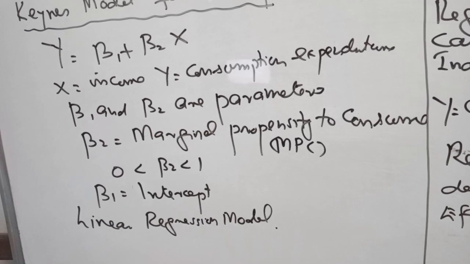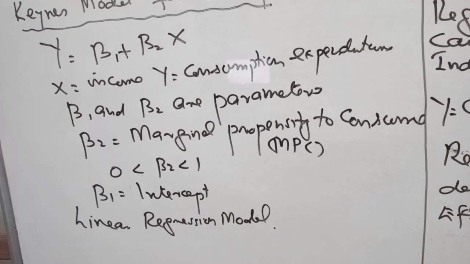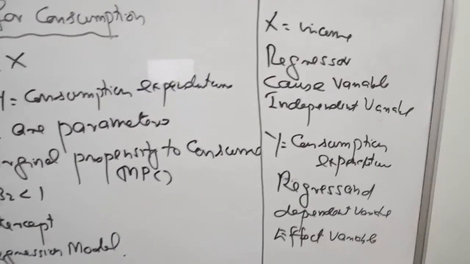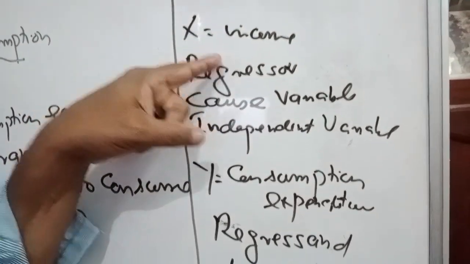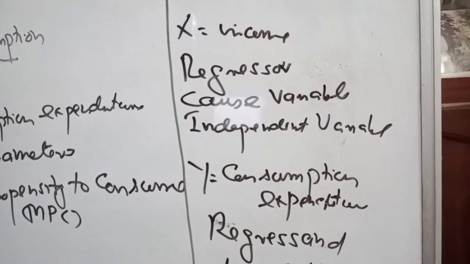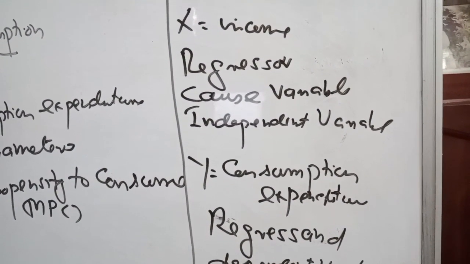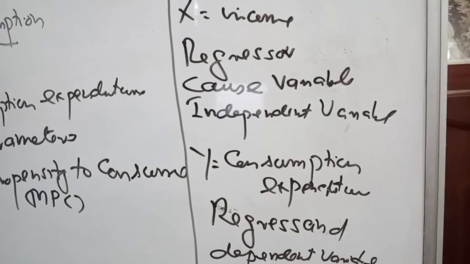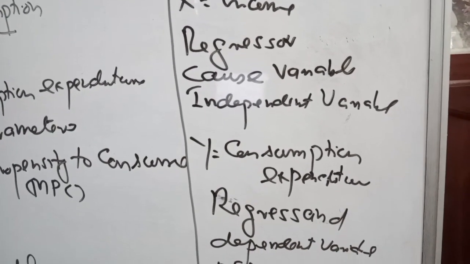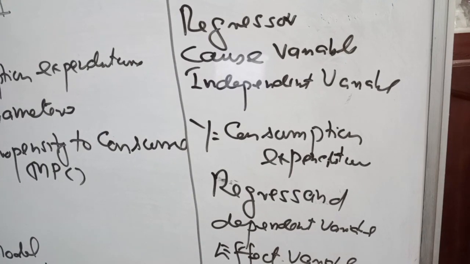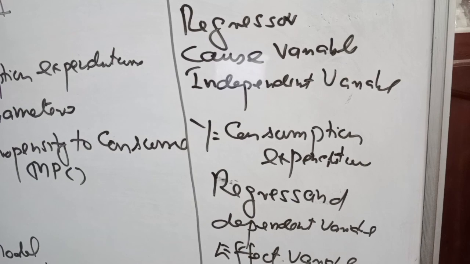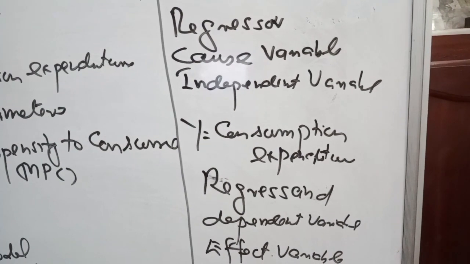And this is a linear regression model. That is the mathematical terminology of this model. And here some additional explanations are given. What is X? X is the income. In a linear regression model, it is termed as regressor or cause variable or independent variable. Whereas Y is the consumption expenditure in this Keynes model. Y is called regressand or dependent variable or effect variable.